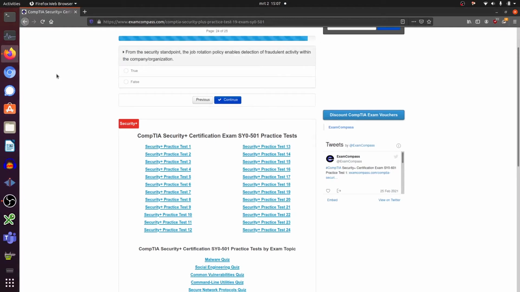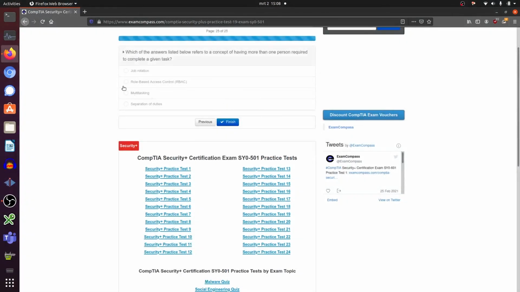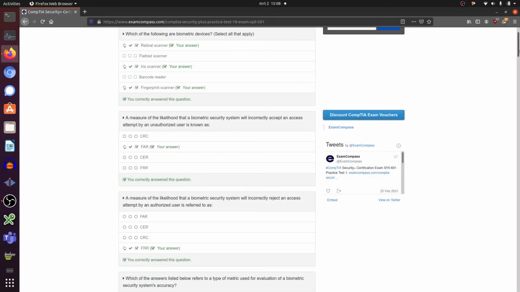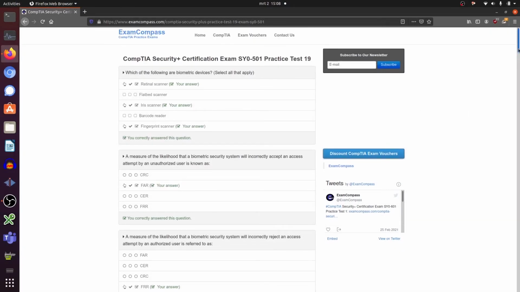From the security standpoint, the job rotation policy enables detection of fraudulent activity within the company or organization. Yes, sir. Which of the answers listed below refers to a concept of having more than one person required to complete a given job? Separation of duties. Finish. Let's go over them real quick.